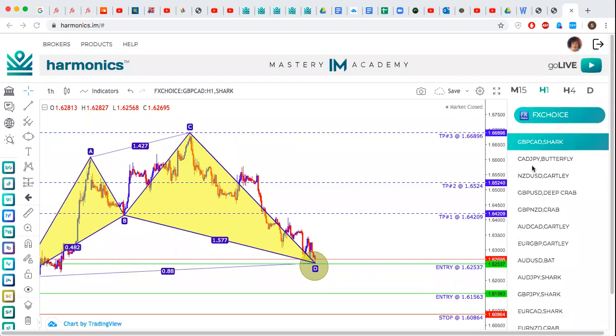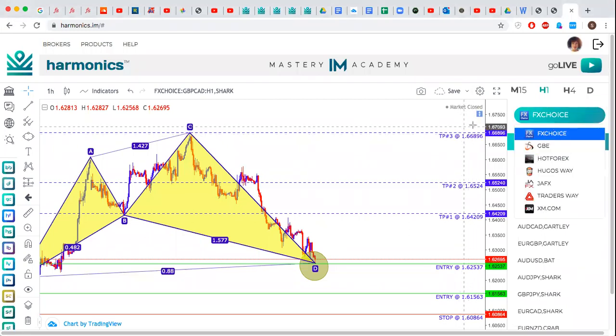Okay. When using the scanner, does it matter which broker you use? I would say yes, because every broker has slight differences. So let me see. Up here, where it says FX Choice, you can click on it and they have a few brokers in there. What I love is they have added Hugo's Way to it. So now if you have Hugo's Way, you would of course go up here. Thank you for reminding me of that, Stacy. I would come in here and click on Hugo's Way.